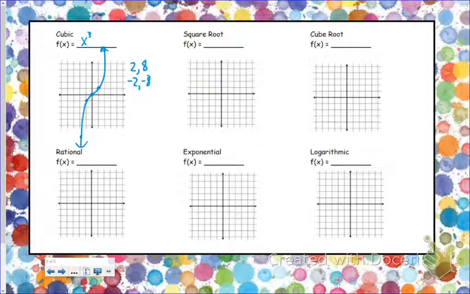All right, square root. That one looks a little bit different because there are no negative x values unless we do a transformation. So it starts at 0, 0. Then it goes to 1, 1, 4, 2. And it keeps going in that direction.